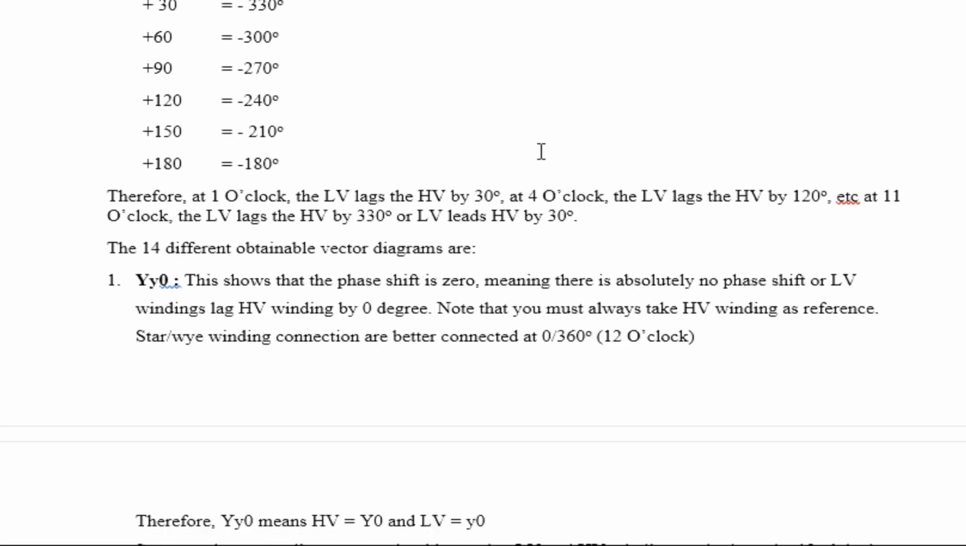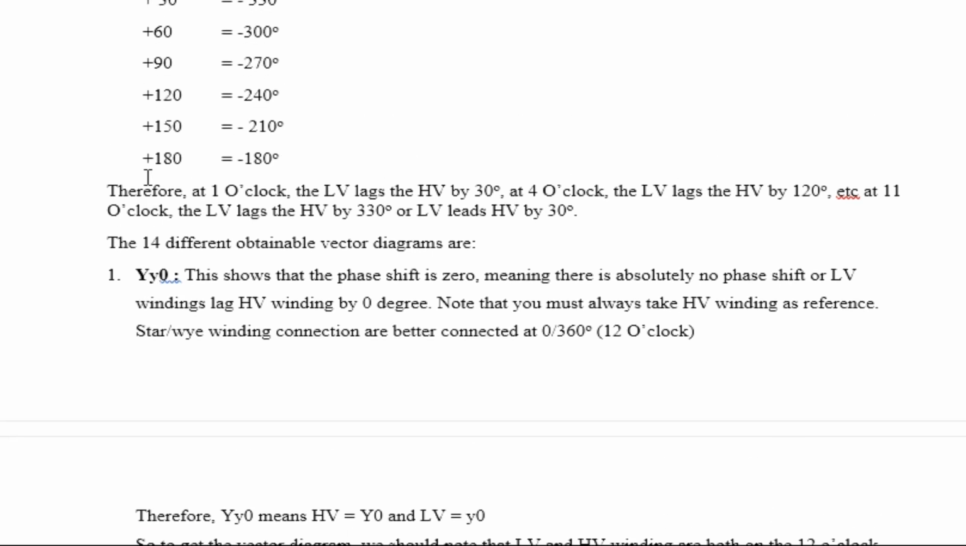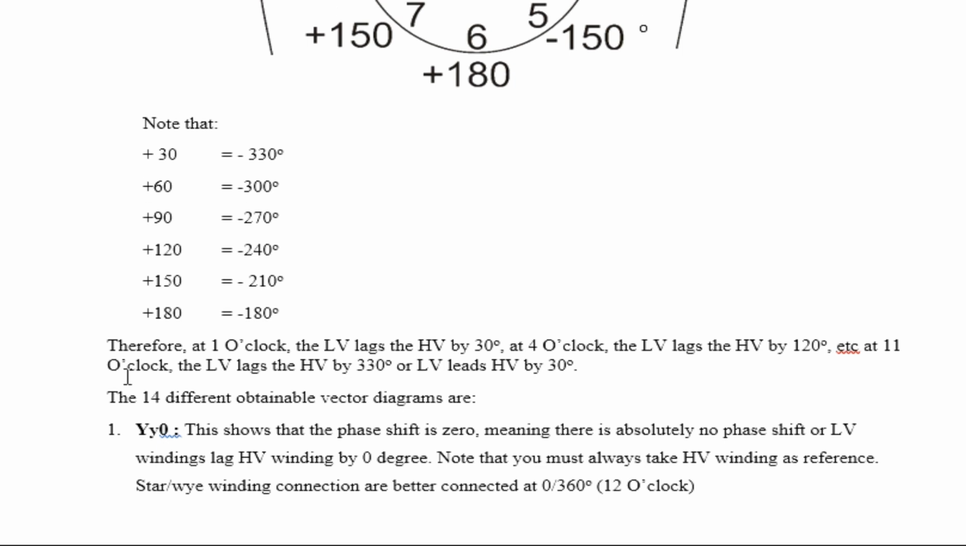Now, we are going to see how we are going to connect. There are 14 different obtainable vector diagrams for low voltage and high voltage. And once you understand the basics, it's very easy for you to draw. So when we say YY0, YY0 means the high voltage is star, the low voltage is star, and there's no phase shift between them. Phase shift is 0.